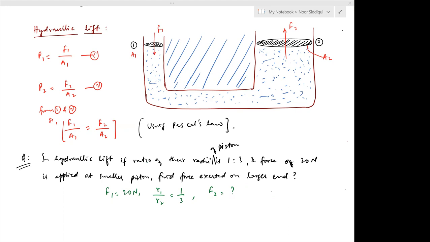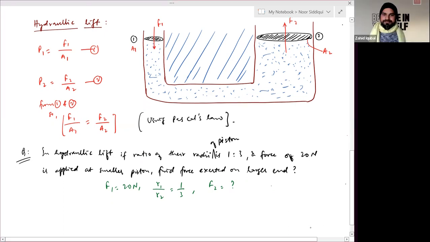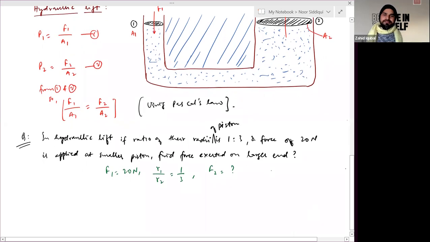Sir, 60 Newton. You have done a little mistake. You haven't squared the radius.